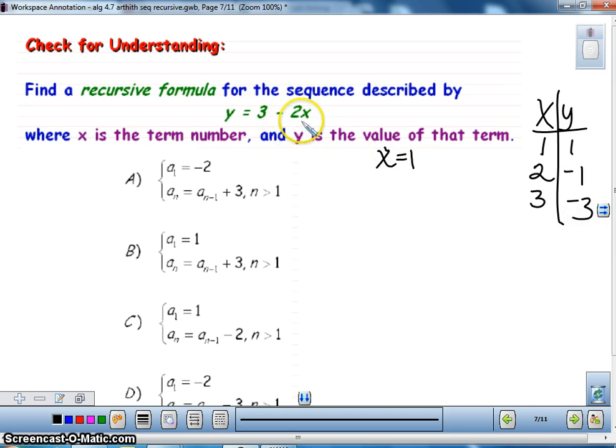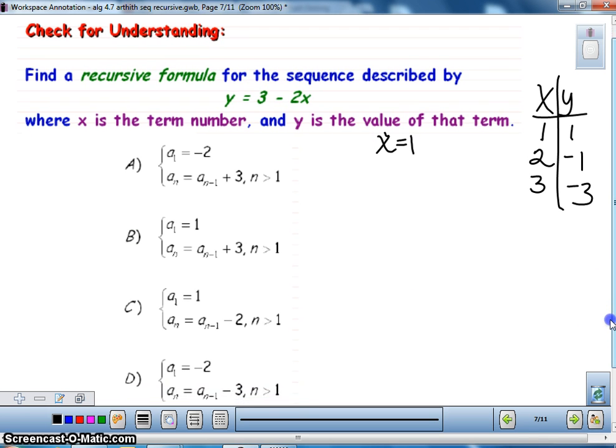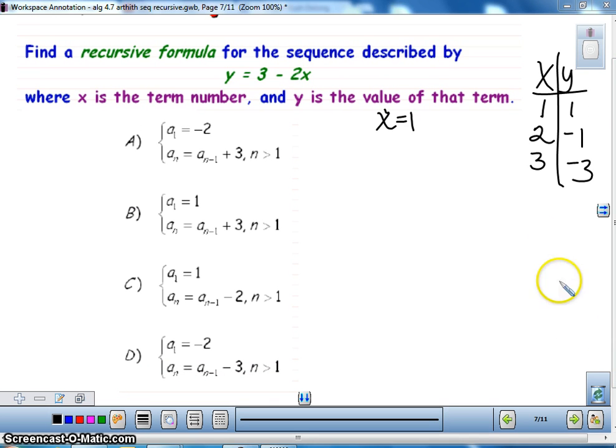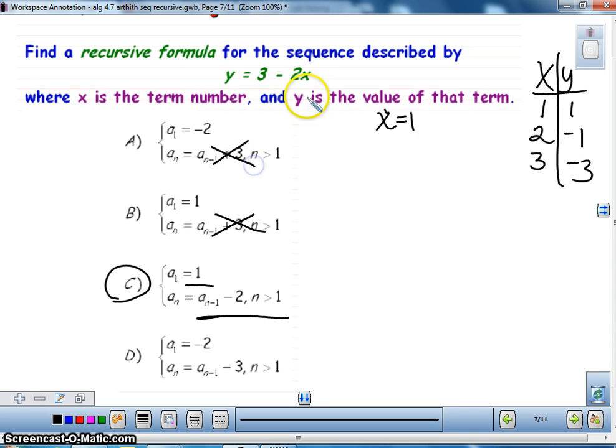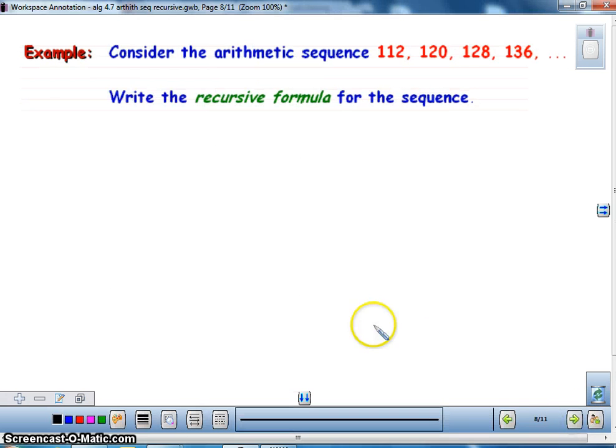So notice the change, negative 2. Where do we need to see that in our formula? If we look at our choices, A, B, C, and D, we're going to notice which one has a change of 2. Well, the only one that has a change of 2 is here, and is our first term. Yes, this has the right first term, but it's adding 3. We're not adding 3 each time, we're subtracting 2. So take a look and see if that makes sense to you.